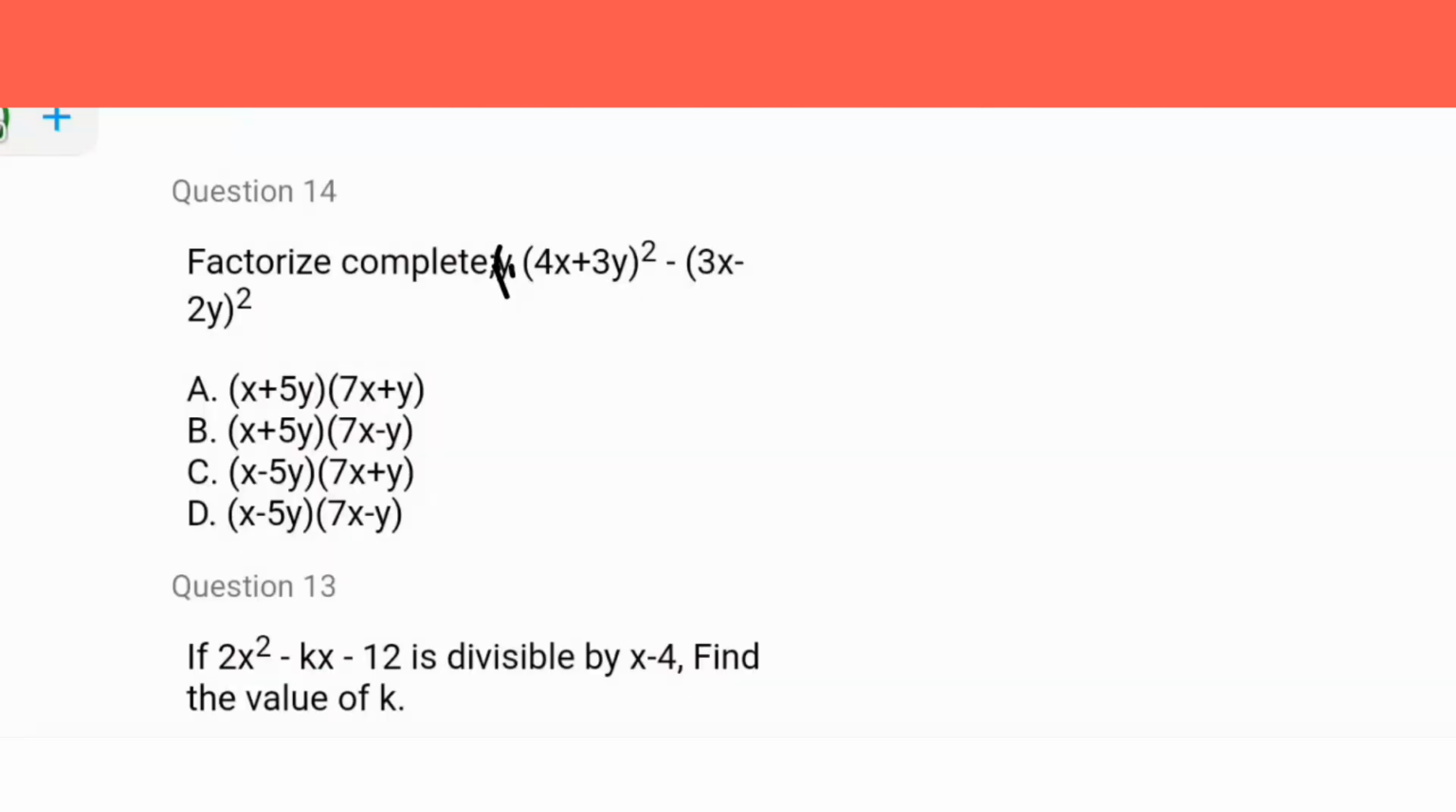The next question, we have to factorize completely. And this is what we are given. To factorize completely. So this is difference of two squares.